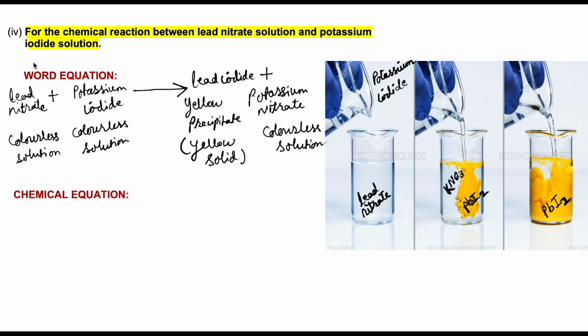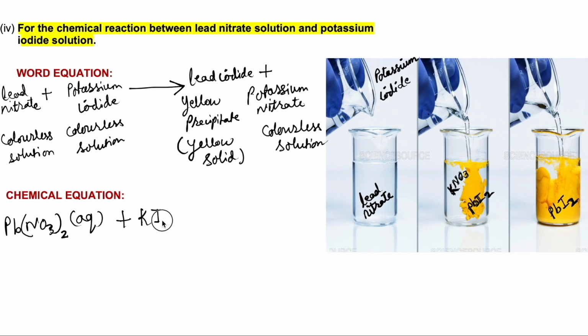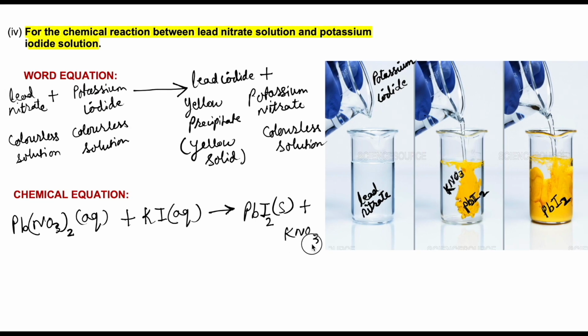Now the chemical equation for this word equation is written as Pb(NO3)2, this is aqueous in nature, plus potassium iodide, this is also aqueous in nature, gives lead iodide PbI2, this is solid in nature, as you can see this solid precipitate is formed, plus potassium nitrate, this is aqueous in nature.